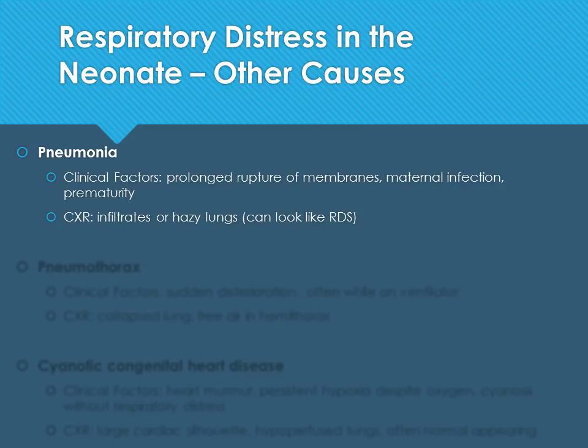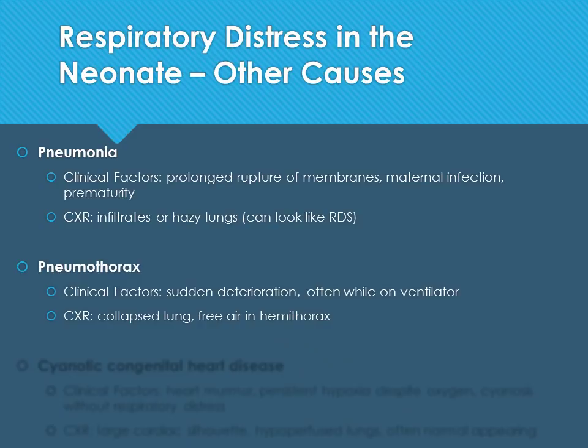On chest x-ray, we may be able to see a specific infiltrate consolidation, or the lungs may look hazy. It can actually look like RDS. Those infants typically have some temperature instability, so they may be febrile or hypothermic, which may clue us into the fact that there's an infectious etiology. And it may happen in term infants and not premature infants, which is what we expect for RDS.